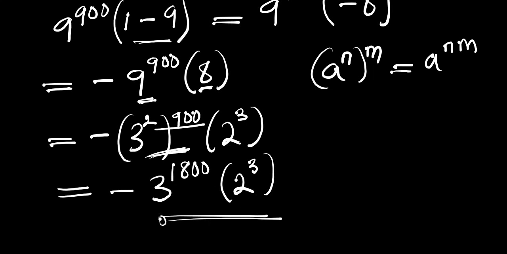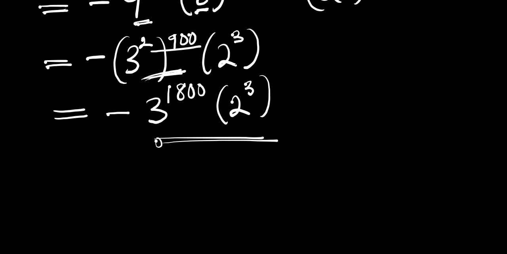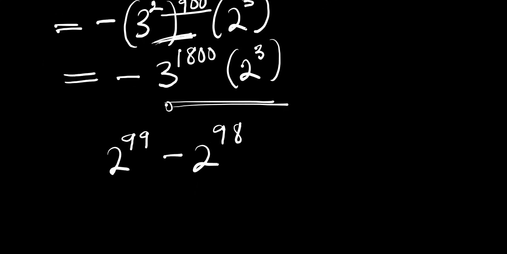Now we have another similar problem. Now let's consider this. If you have 2 to the power of 99 minus 2 to the power of 98, what will be your answer? So we make use of the same similar approach. We can rewrite this as 2 to the power of 98 plus 1 minus 2 to the power of 98. Now we make use of this identity as we have used before.